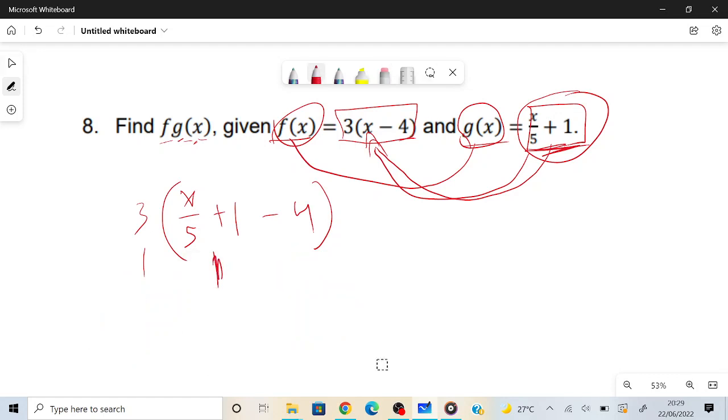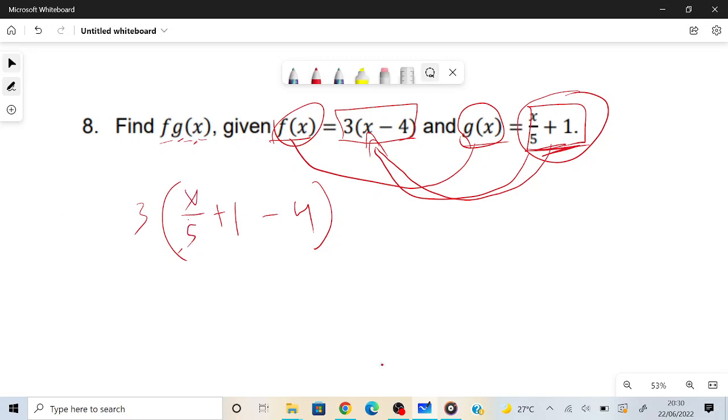we just need to expand this and simplify it. Now, another way you could have written this is you could have written something like 1 over 5x, but it is the same thing. It means exactly the same thing, so I would prefer it the other way around. I would say x over 5.